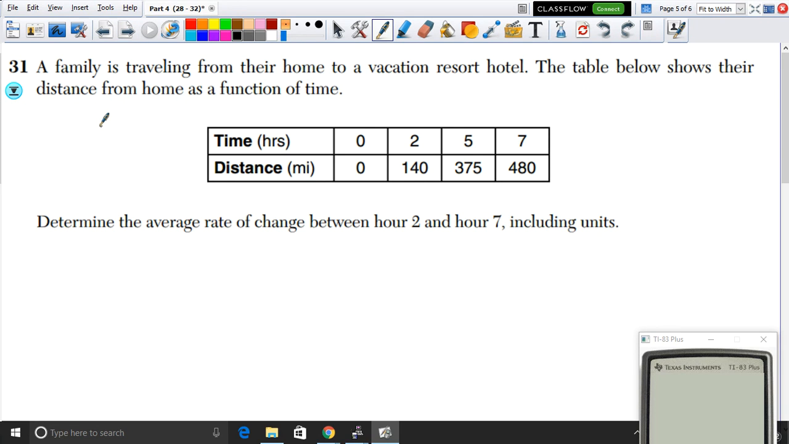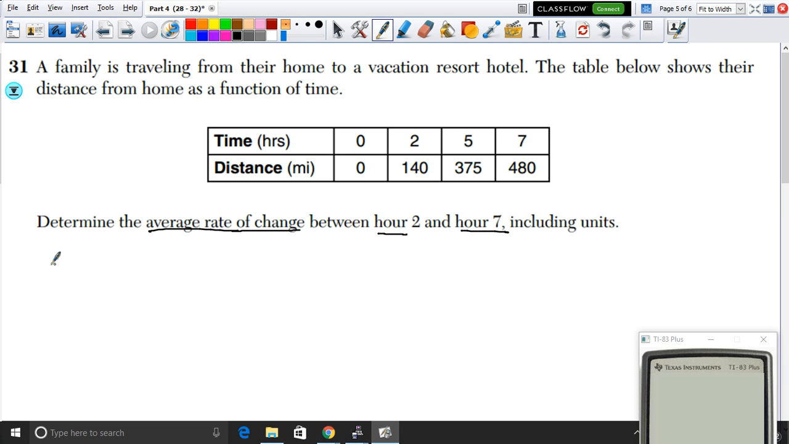All right, so let's see. Question 31 now. It says, a family is traveling from their home to a vacation resort hotel. Okay. The table below shows the distance from home as a function of time. Cool. Determine the average rate of change between hour 2 and hour 7.